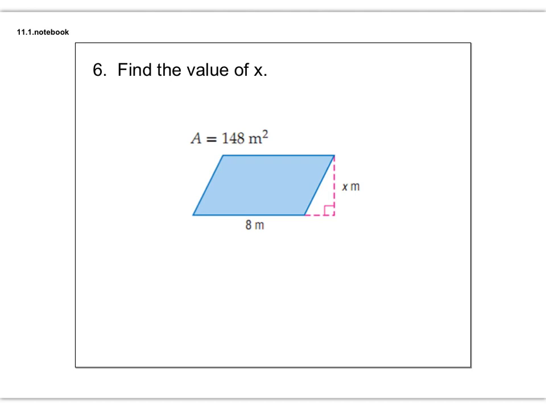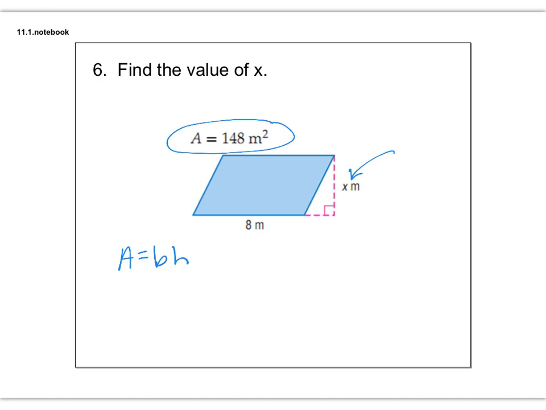Okay, we're getting close to the end here, but we're going to do a couple working backwards problems. In this case, they're saying you have a parallelogram and you know the area, but you do not know the height. So I always start by writing down my formula. Since it's a parallelogram, it's going to be area is base times height. Plug in what you know.